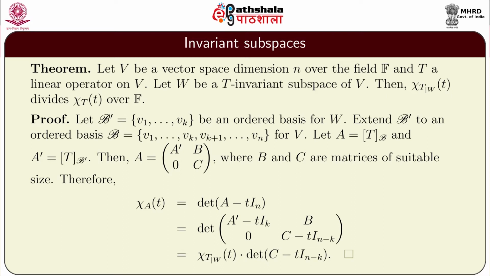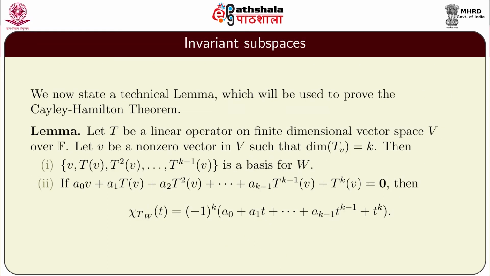characteristic polynomial of T. Let us now state a lemma which is somewhat technical in nature, but it will be used to prove the Cayley-Hamilton theorem. It says the following: let T be a linear operator on a finite dimensional vector space V over F. Let v be a non-zero vector in V such that the dimension of the T cyclic subspace T suffix v is k.